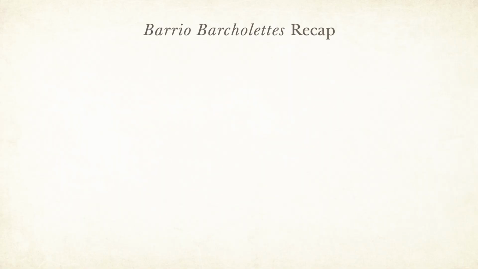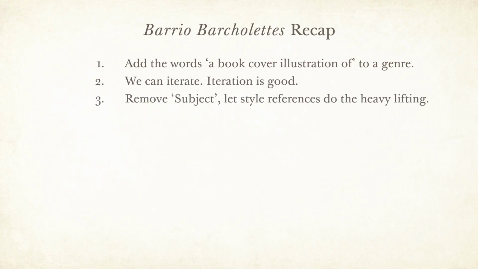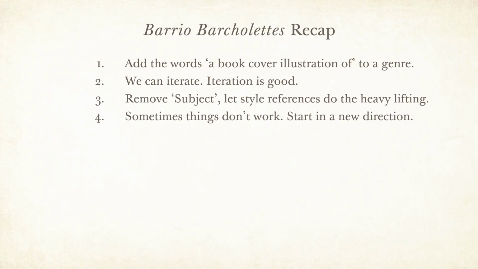So, recapping this example. 1. We can simply add the words "a book cover illustration of" to a genre and get some pretty interesting results. 2. We can iterate on these. 3. Sometimes removing subject words from the prompt and letting style references do that can help. 4. Sometimes things don't work, and it's better to start in a new direction. 5. Use --S ref random for some random styles on our subject to see how lots of different styles work with that subject.